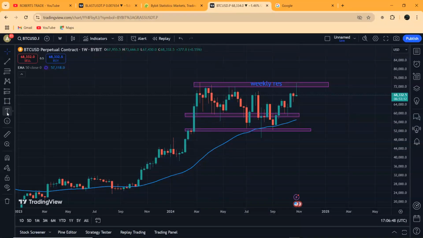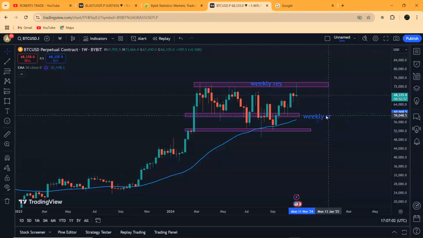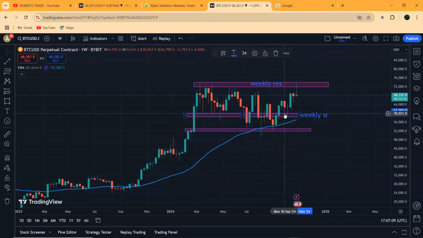So you type it as well. Just type it quickly. So this one will be support and resistance, S and R. This one there will be support and resistance because this place will act as support and it also acts as resistance. So that's why I use the word support and resistance.